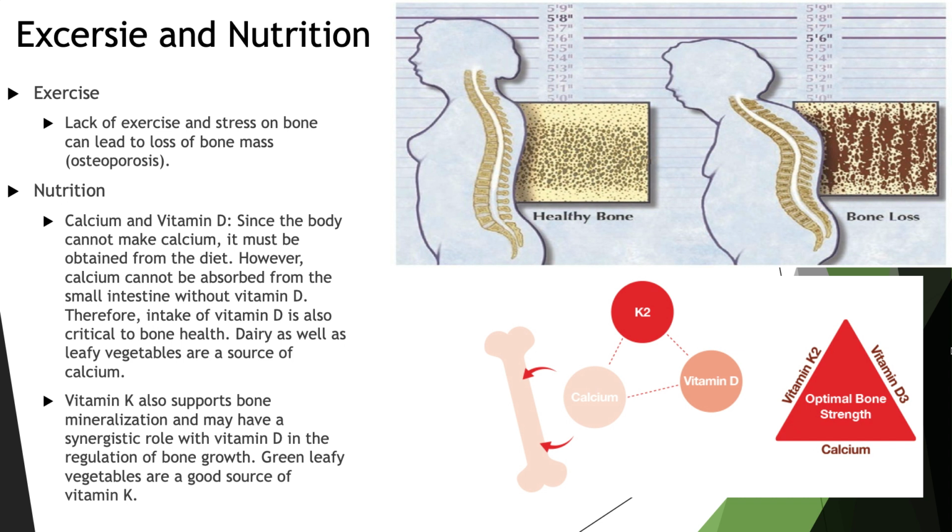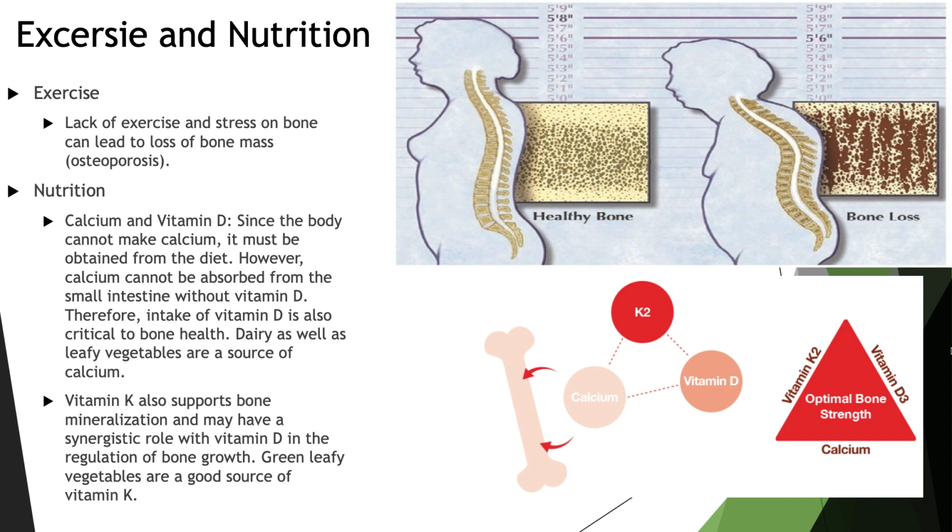Another can be nutrition. Two aspects of that are calcium and vitamin D. Since the body cannot make calcium, it must be obtained from the diet. However, calcium cannot be absorbed from the small intestine without vitamin D, and therefore the intake of vitamin D is also critical to bone health. Dairy as well as leafy vegetables are a source of that calcium.